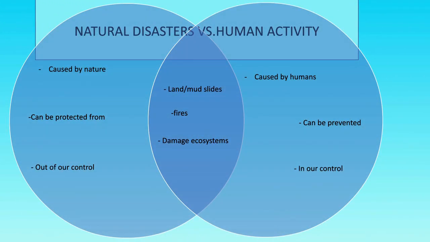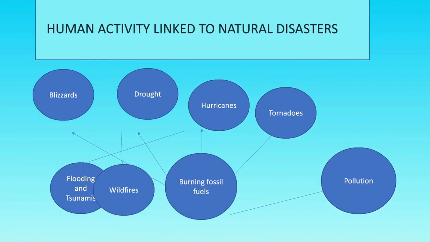Here's a Venn diagram showing natural disasters versus human activity. Natural disasters are caused by nature, whereas human activity is caused by humans. Natural disasters we can be protected from but not prevented, whereas human activity can be completely prevented. Human activity is in our control, whereas natural disasters are out of our control. And they both involve mudslides and wildfires, and both damage ecosystems.